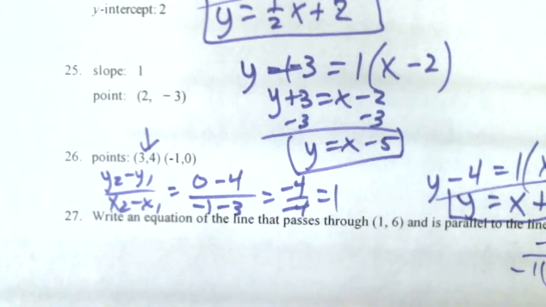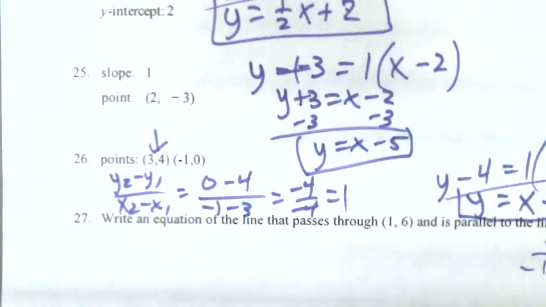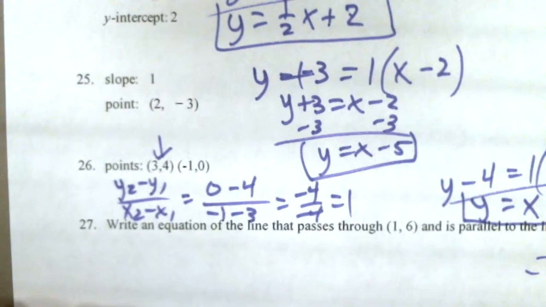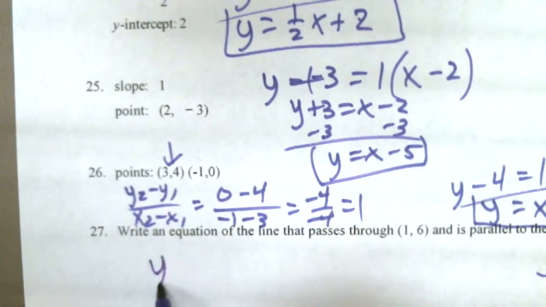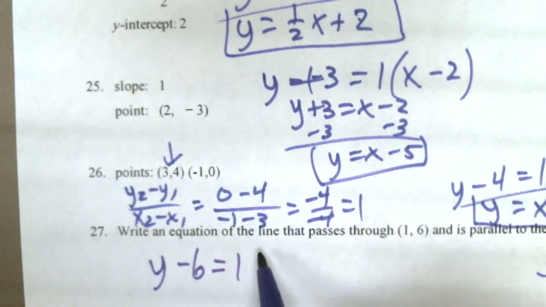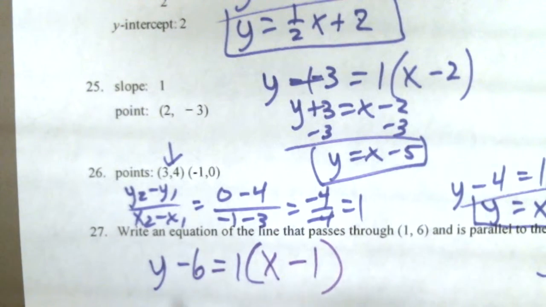So my parallel slope is going to be 1, just like the slope on that line. So I'm going to plug it into point slope form, and I get y minus y1 equals 1 times the quantity x minus x1. Simplifying, I get y equals x plus 5.